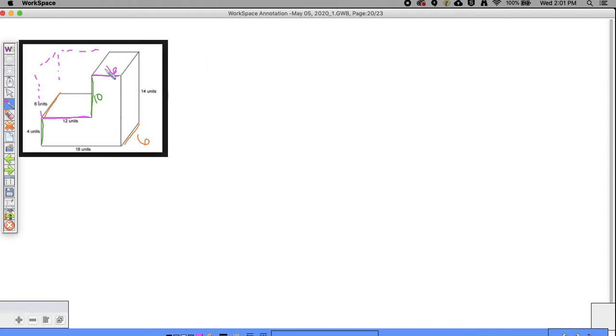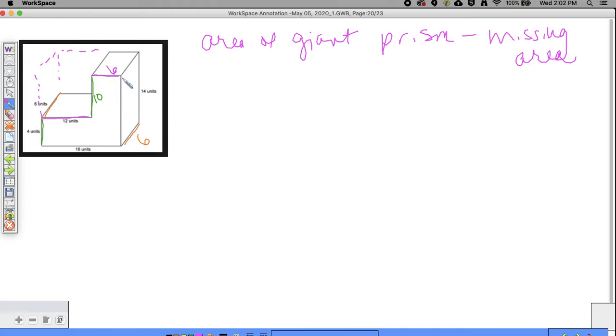So if I want to get the volume of this L-shaped figure, I could take the volume of the giant prism and then subtract that missing volume. That's one way to do it, which I'm going to do first. And then I'll show you how to do it if you wanted to break it down a different way. So the volume of the box of the whole thing, if I were to fill it in, is going to be 18 by 6 by 14, right?